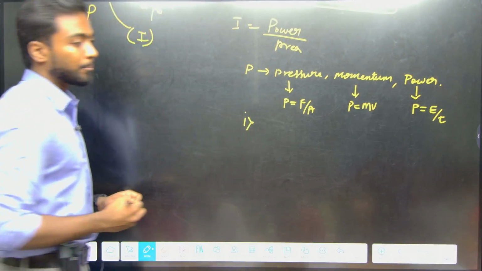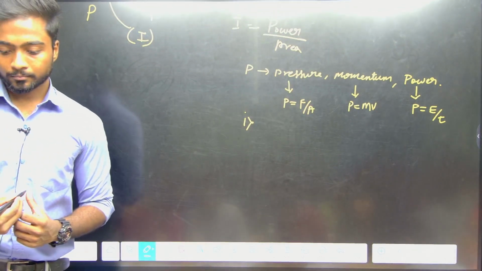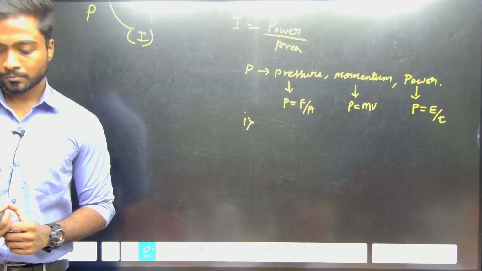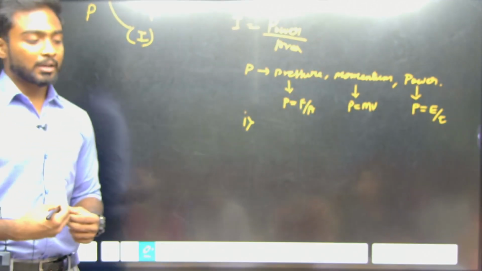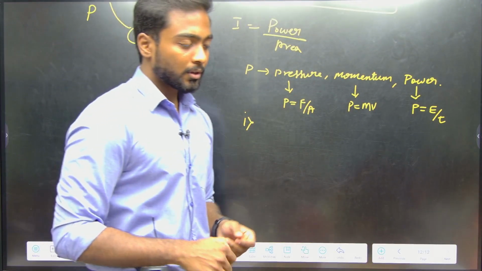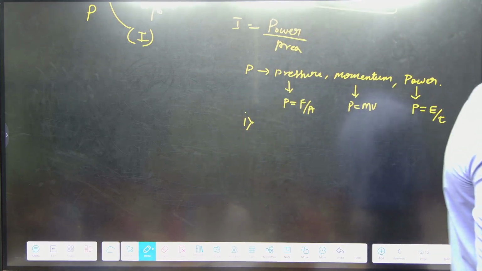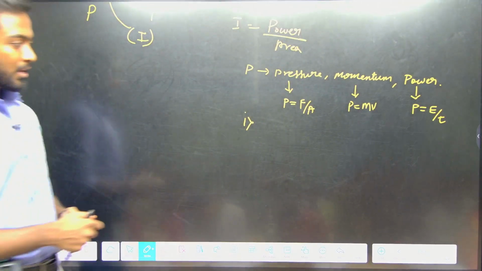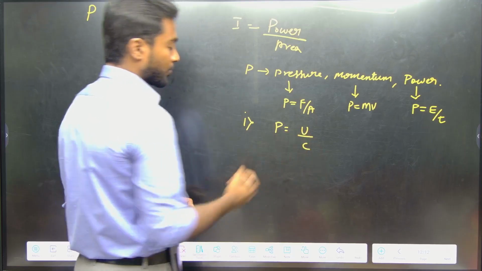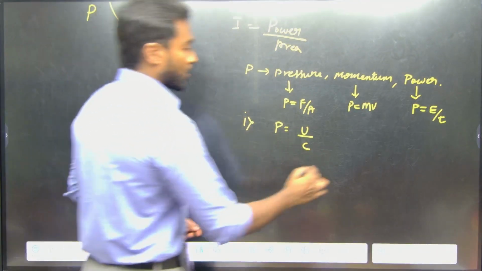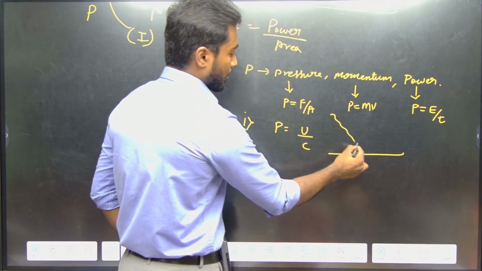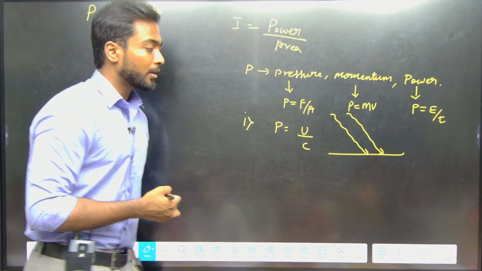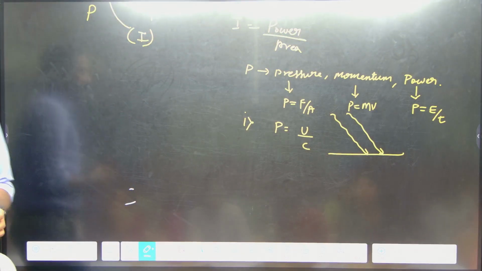Write on the first one, momentum. For complete absorption of wave, P is equal to U by C. If waves are coming and hitting the material and that material is absorbing the waves completely, then the formula is P is equal to U by C.